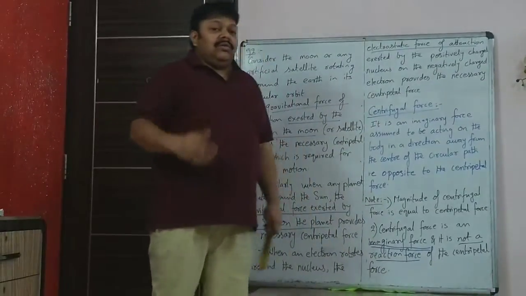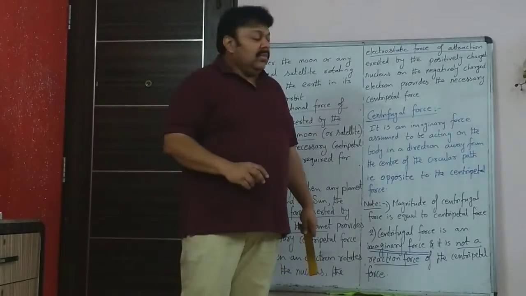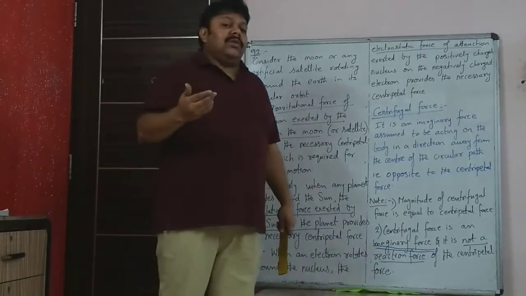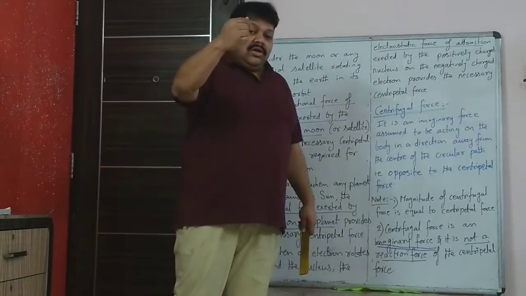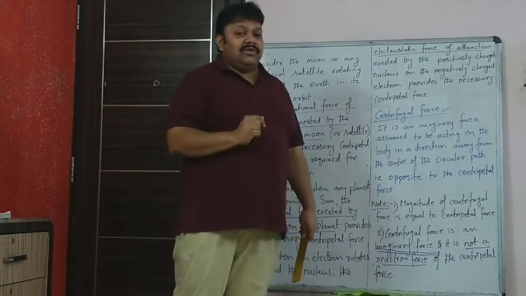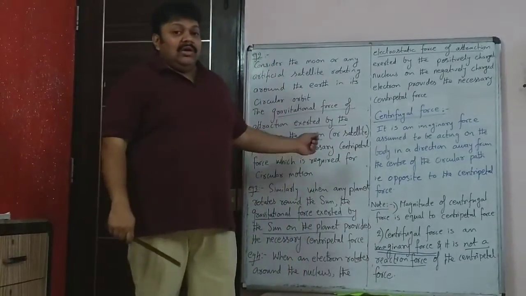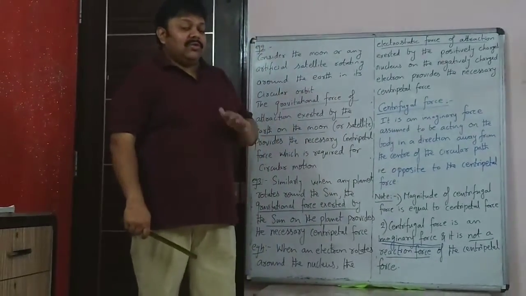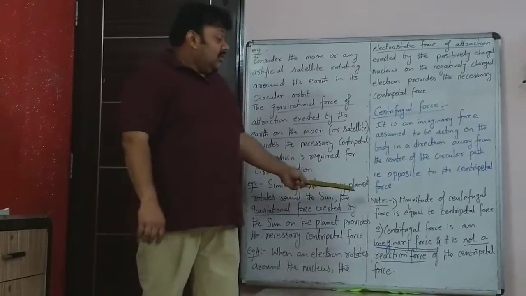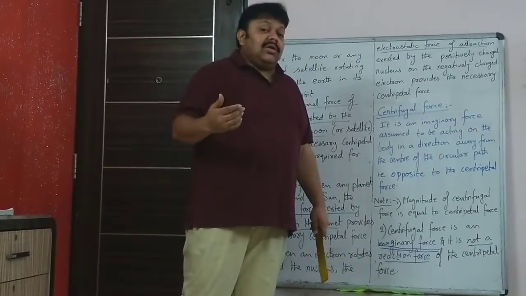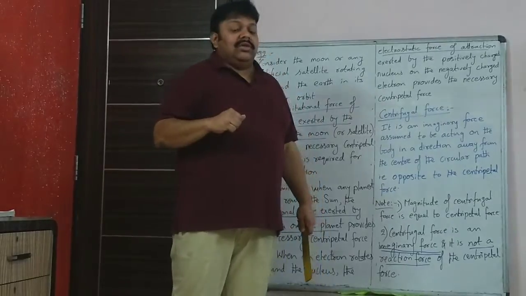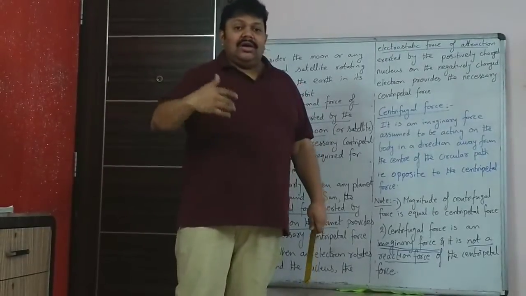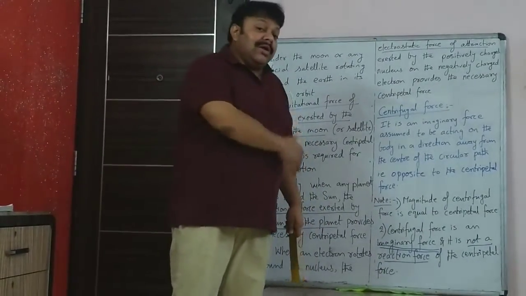Now centrifugal force, it's an imaginary force and its direction is exactly opposite to the direction of the centripetal force. Centripetal force was away from the body towards the center of the circular path. So now this will be away from the center of the circular path towards the body, but it's an imaginary force, it's a fictitious force. So its magnitude is equal to the magnitude of the centripetal force and direction is opposite. So normally we think it's a reaction force, but no, it's an imaginary force.